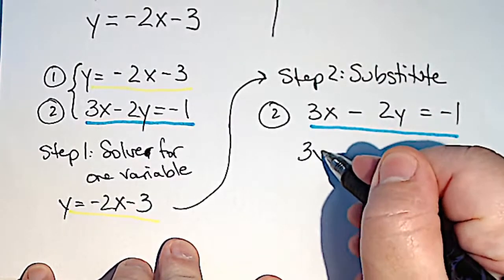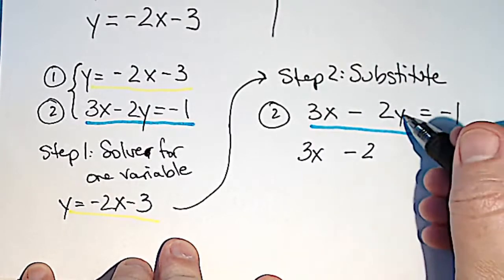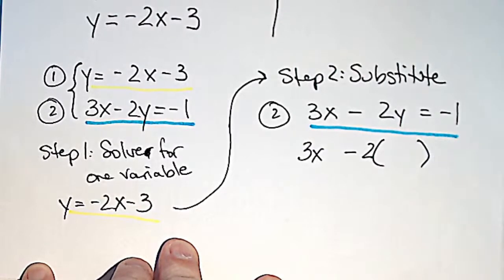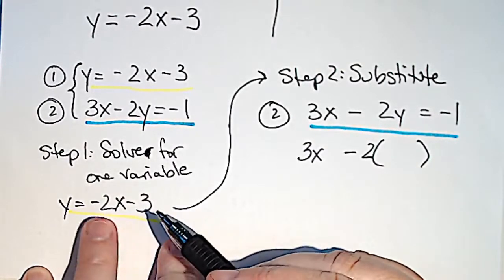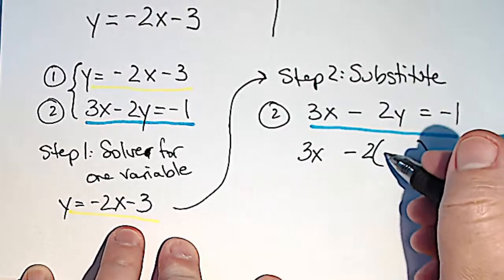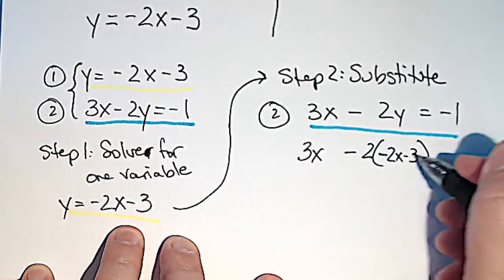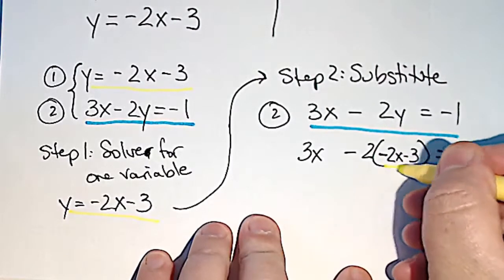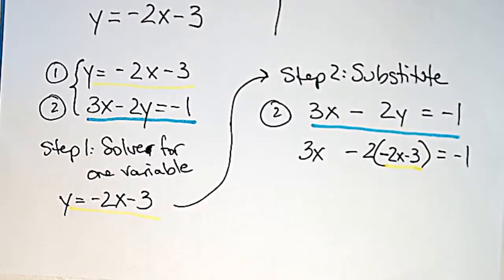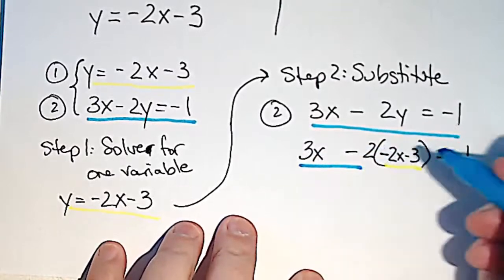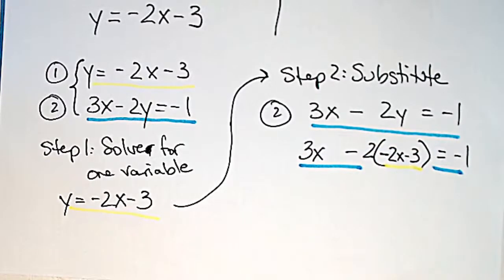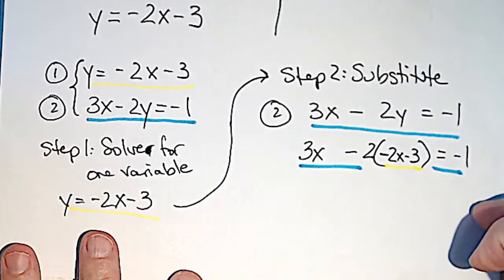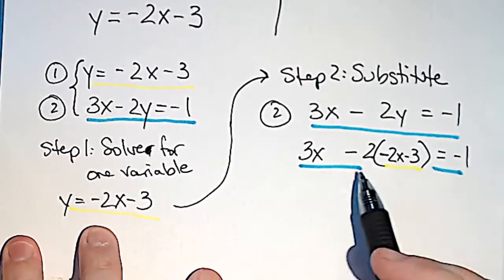So I'm going to take my 3x minus 2, and in place of the y, I'm going to put what y equals in the other equation, in the yellow equation, equation number 1, negative 2x minus 3. So that is, here's my yellow part of the equation. This goes inside the blue equation. So we're smashing the two equations together to create a new, better equation that only has x's in it.